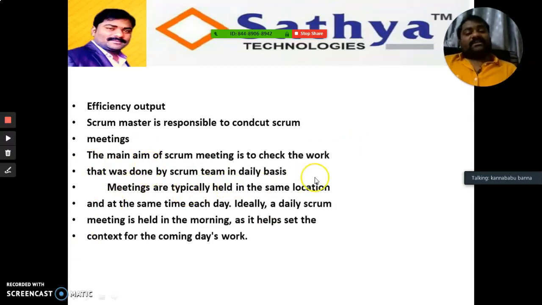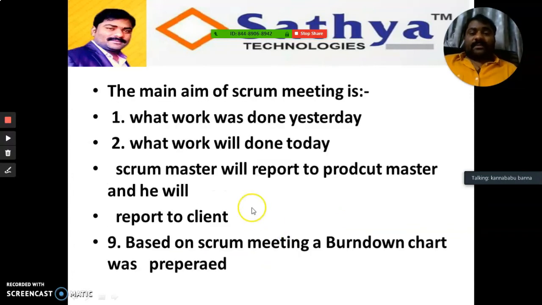Scrum master is responsible for conducting the Scrum meetings. The main aim of the Scrum meeting is to check the work that was done by the Scrum team on a daily basis. Meetings are typically held in the same location and at the same time each day. Ideally, a daily Scrum meeting is held in the morning, as it helps to set the context of the coming day's work. The main aim of the Scrum meeting is: what work was done yesterday and what work will be done today.